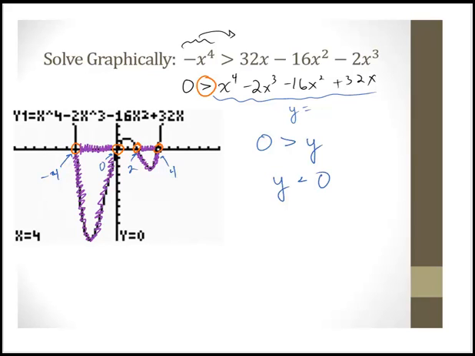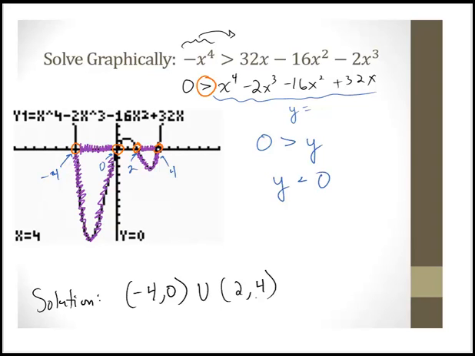So then my solution for the inequality is from negative 4 to 0, but I can't include the negative 4 or the 0. So I'm going to use parentheses. Union 2 to 4, and again with parentheses. So there's how we would solve these graphically.